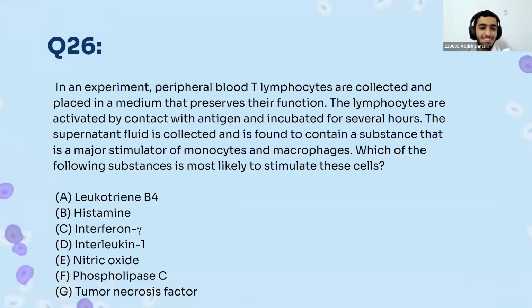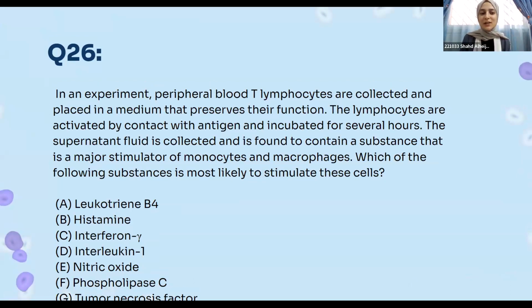In an experiment, peripheral blood T lymphocytes are collected and placed in a medium that preserves their function. The lymphocytes are activated by contact with antigen and incubated for several hours. The supernatant fluid is collected and is found to contain a substance that is a major stimulator of monocyte and macrophages. Which of the following substances is most likely to stimulate these cells?